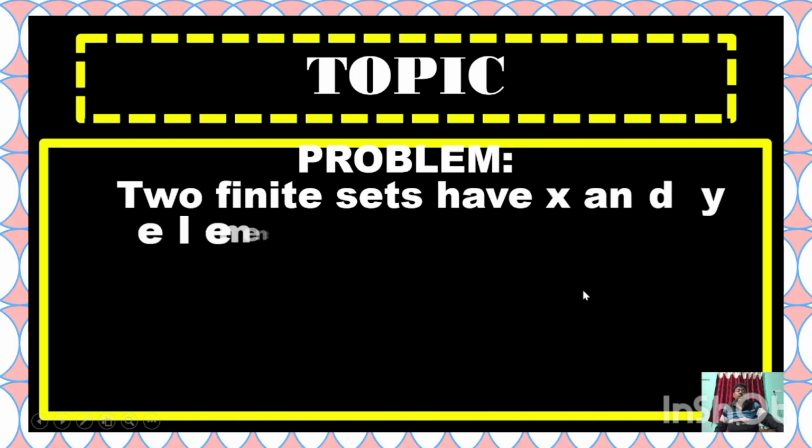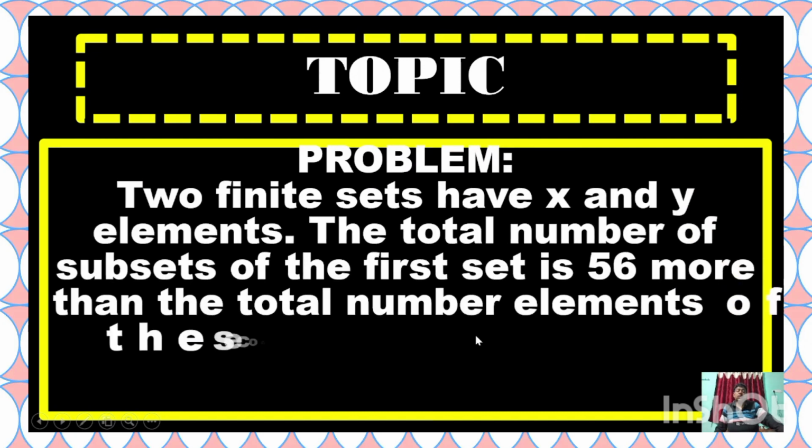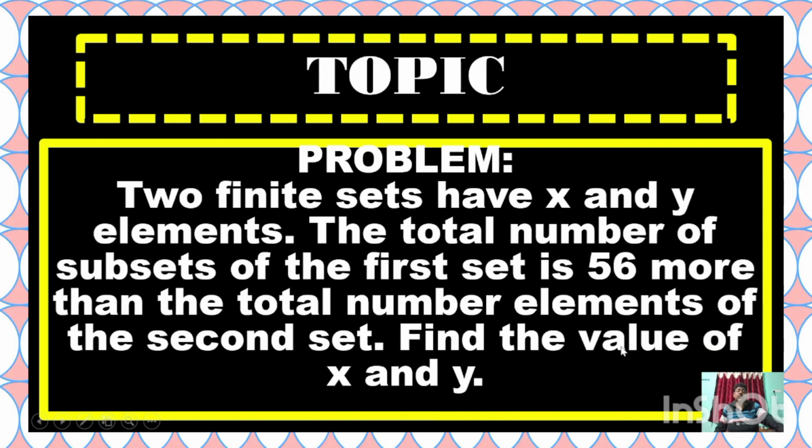Look at here. Two finite sets having x and y elements. The total number of subsets of the first set is 56 more than the total number of subsets of the second set. Find the value of x and y. One of the interesting problems which I am going to explain of your class 11 mathematics. Also you can find it in different kinds of competitive exams.